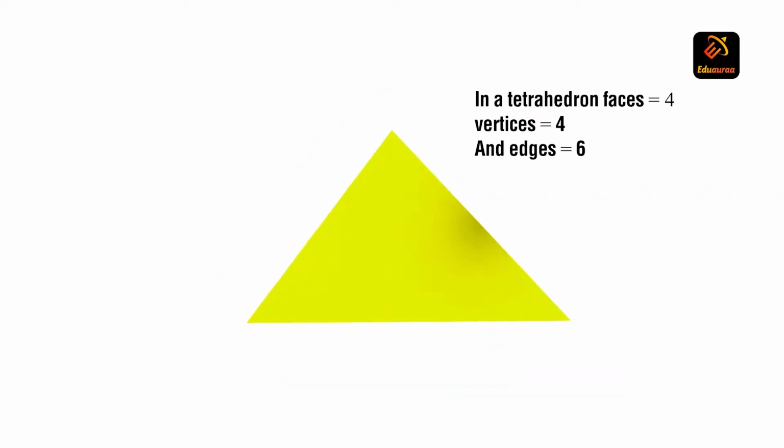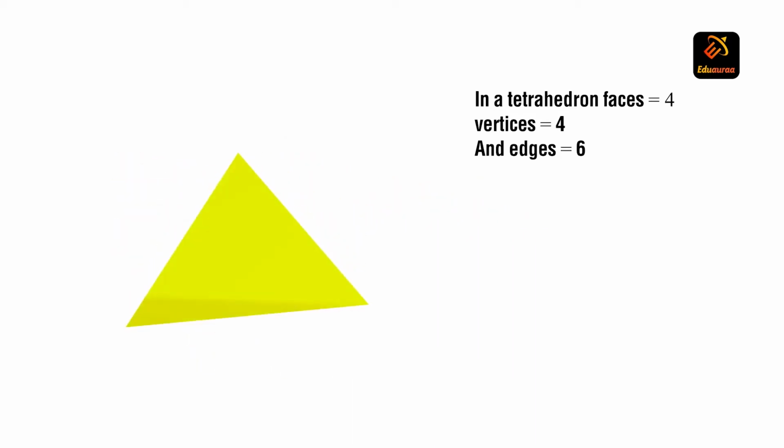Now let's see an example. Example: find the number of faces, edges and vertices in a tetrahedron. In a tetrahedron, faces are 4, vertices 4 and edges 6. Draw the net of a cone. How to draw the net of a cone? See here, the net of a cone is drawn.